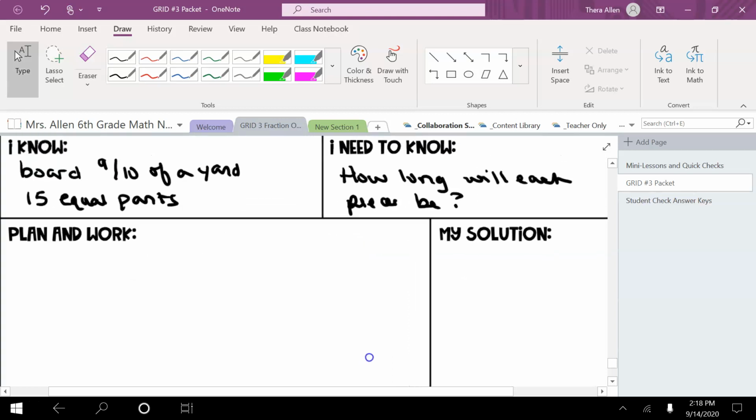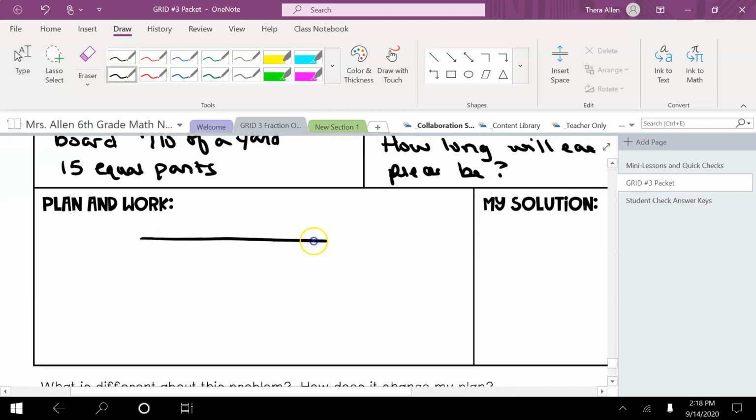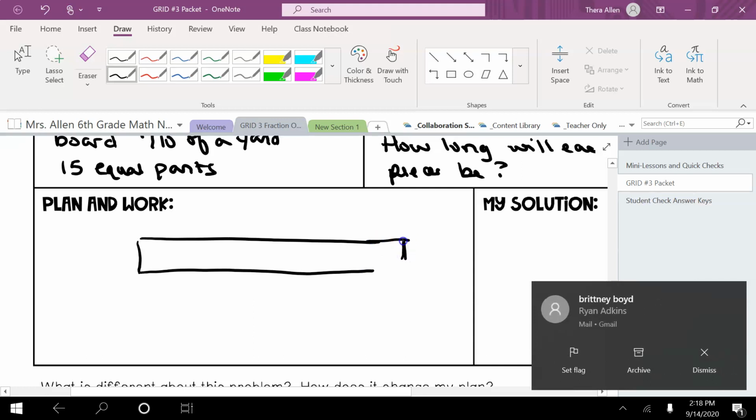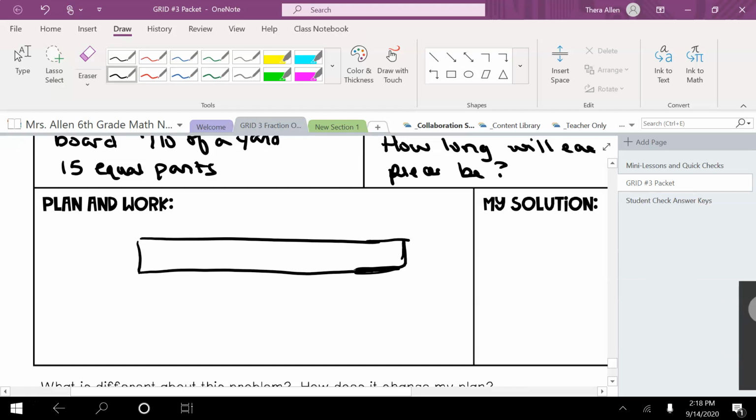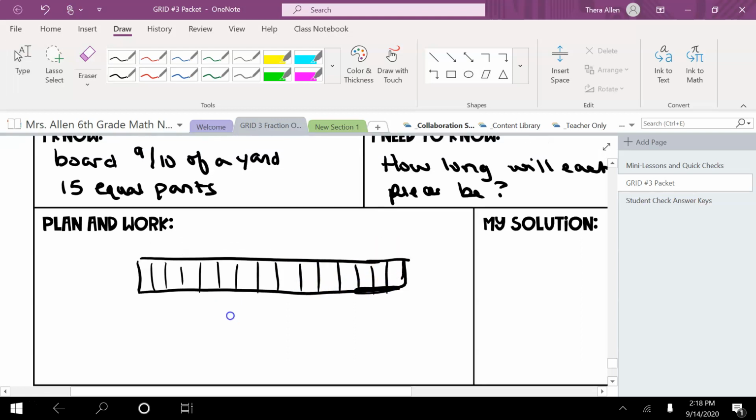So let's draw out what we're doing to kind of figure it out. We've got this big board right here, and I need to divide this into 15 equal parts. Well, I just kind of said what I was going to do, didn't I? 1, 2, 3, 4, 5, 6, 7, 8, 9, 10, 11, 12, 13, 14, 15. So I have this board that's 9/10, and I'm dividing it into 15 parts.